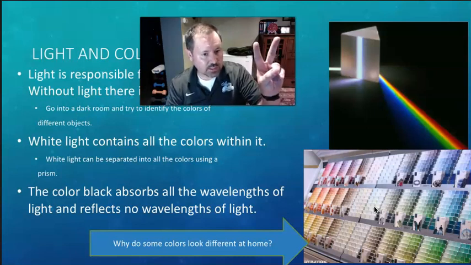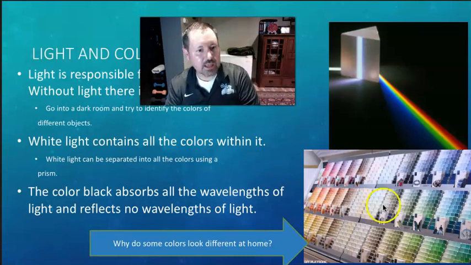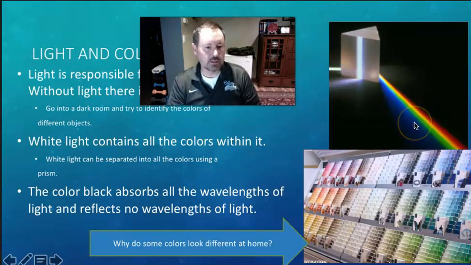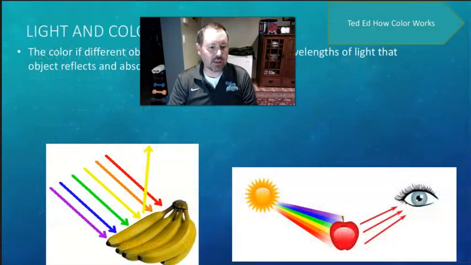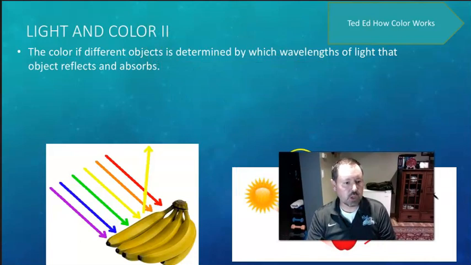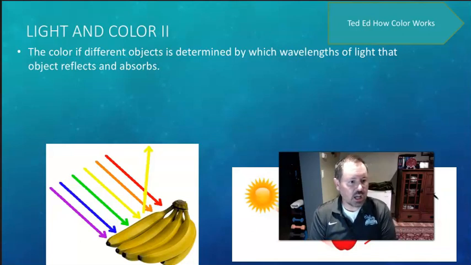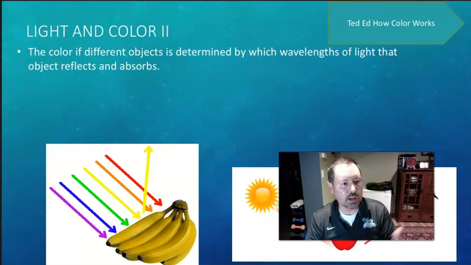Two things to take away from the slide. No light, no color. The second thing is that white light contains all the colors in it, which is mind-boggling. It's kind of baffling. So how does light and color behave? Well, let's take a look at this. Oh, and by the way, there is a video that goes along with that one. It's a song, and it's a great song for you to use in your classrooms in the future. It says the color of different objects is determined by the wavelengths of light that the object reflects or absorbs.